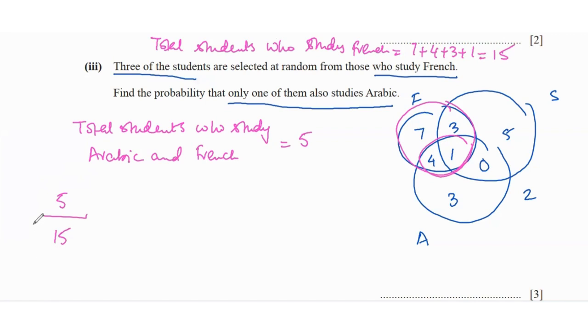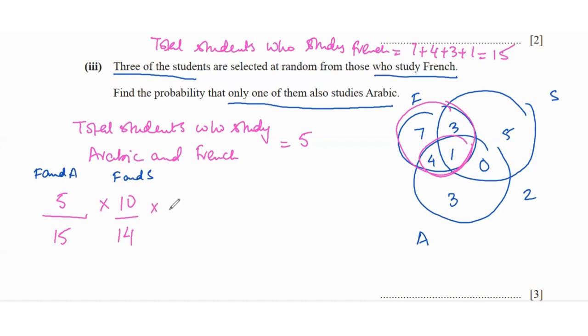Now that we have selected one student, for the second student, the probability would be 10 over 14 because there's one less student now. 5 over 15 is for French and Arabic, so this part over here. 10 over 14 is for French and Spanish. So if I just color code, this is French and Arabic. This is French and Spanish. Okay.